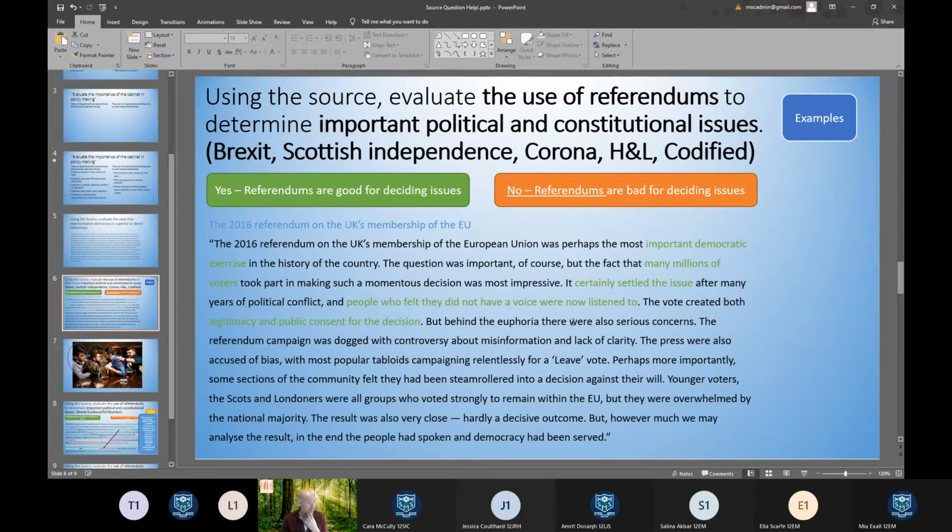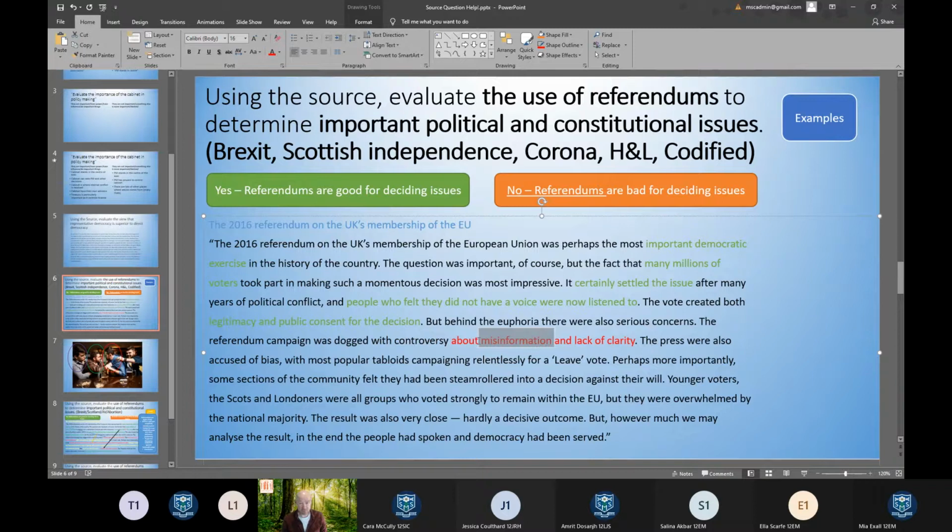But behind the euphoria, there were also serious concerns. Now, serious concerns by itself is not an argument. If someone said to you, "I've got concerns," you can't say, "Ha, no, you don't." You have to say, "Well, what are the concerns?" So that's not an argument yet. The referendum campaign was dogged with controversy about misinformation and lack of clarity. Now, if I highlight that, I could maybe discuss the word controversy. But again, controversy by itself doesn't really give me the evidence. I think the most useful bit to highlight here is actually this. The controversy is about misinformation and lack of clarity.